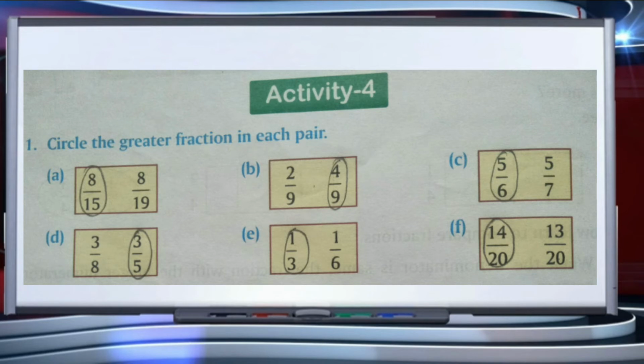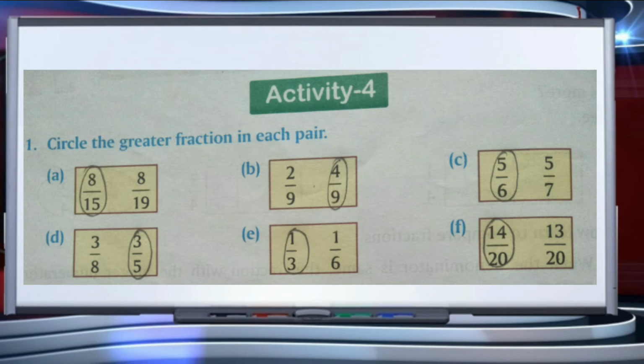Next is B part, 2 by 9 and 4 by 9. This is based on rule number 1. When the denominator is the same, the fraction with the bigger numerator is greater. That means the denominator is the same, 9 and 9. Now we have to check the bigger numerator. Which numerator is bigger? 2 or 4? 4 is bigger. That means 4 by 9 is greater than 2 by 9. So we will circle 4 by 9.